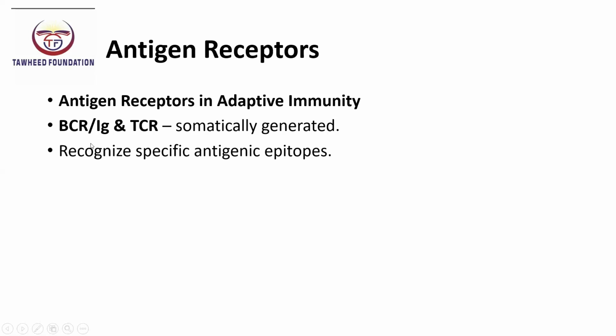BCRs are essentially membrane-bound immunoglobulins that can bind to soluble or native antigens directly. TCRs, in contrast, recognize antigens only when they are presented as peptide MHC complexes on the surface of antigen-presenting cells.